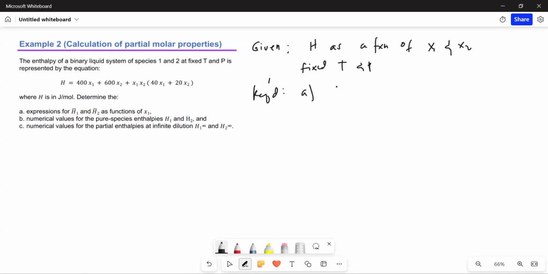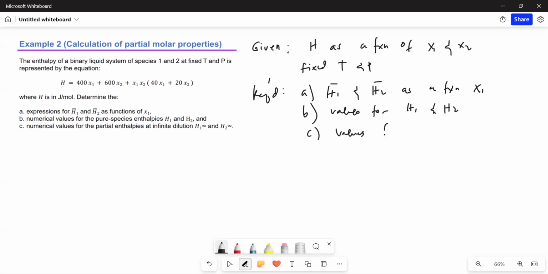So required, letter A, the partial properties H1 bar and H2 bar as a function of x1. Letter B is numerical values for the pure species H1 and H2. And letter C is the values for the infinite dilution H1 bar and H2 bar.